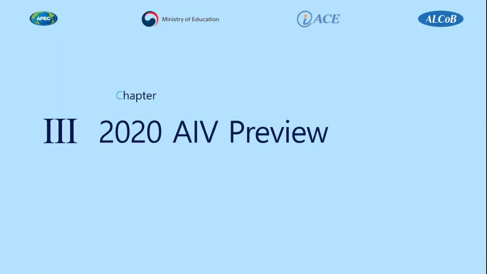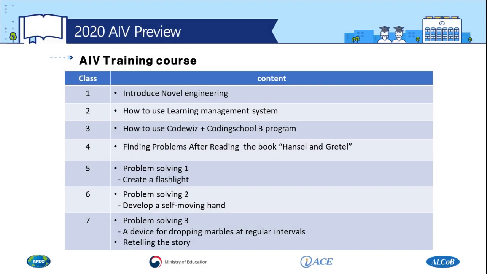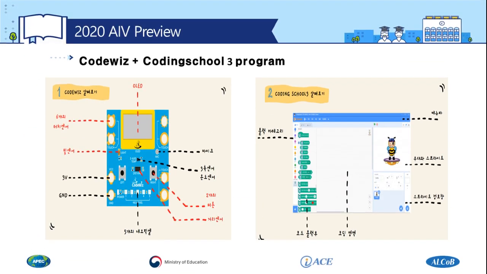Let's take a look at what you will learn in this training. As you can see in the table, we will read a book, find problems, and use CodeWiz and coding school programs to solve them. CodeWiz is a physical computing tool that will be used in this training, and the coding school program is a block type program.